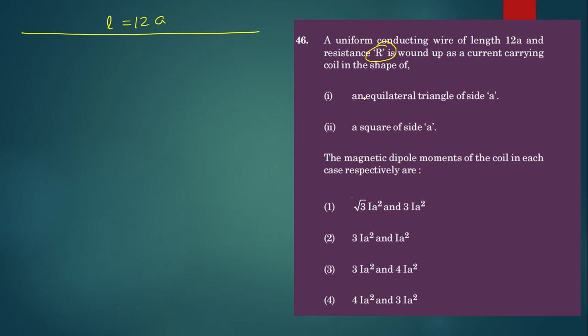It is given that when this wire is transformed into an equilateral triangle whose side is A, it will give one magnetic dipole moment. Again, the same wire, when I transform it into a square, will also give a magnetic dipole moment. So what will be the magnetic dipole moment in each case? That I have to identify. First of all, what is magnetic dipole moment?